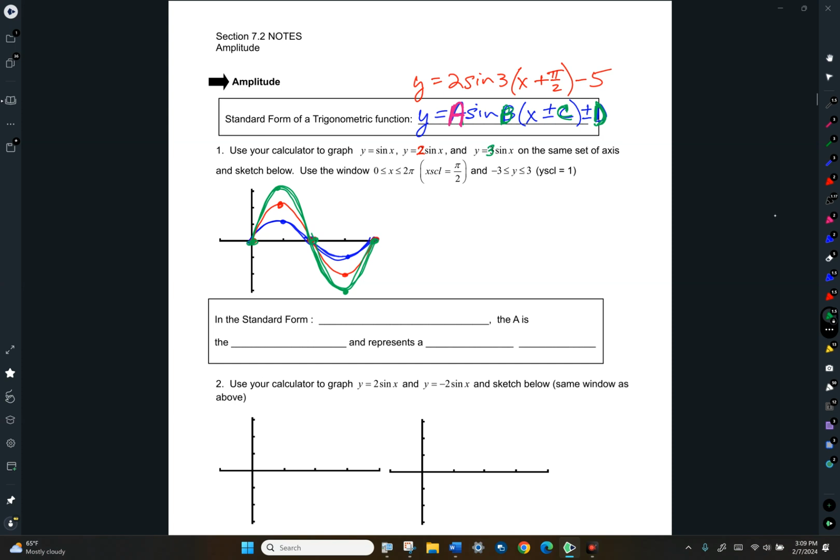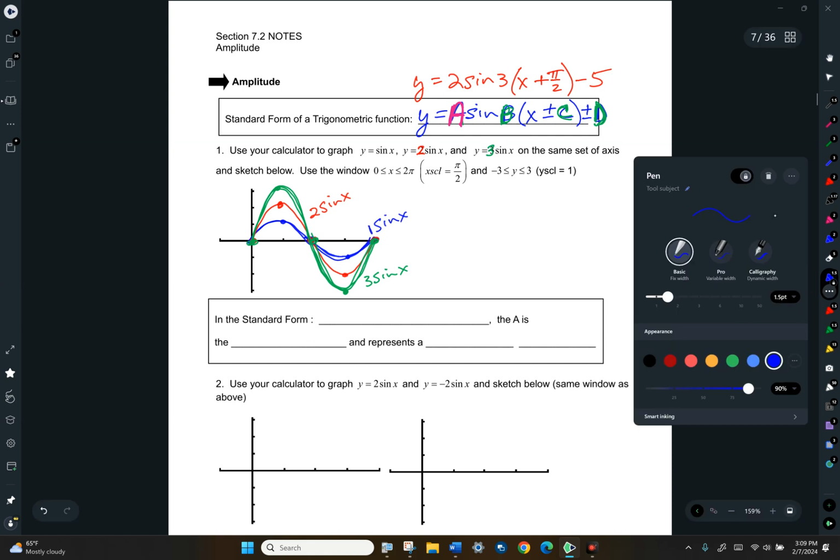Okay, so just to kind of label, the green one, remember, was 3 sine. And the red one, remember, was 2 sine. And the blue one was just the basic sine of x. And if you think about it, what number is in front of that sine? Isn't there an implied 1? So notice what that number in front does. It just changes the max and min. It does not change the zeros.